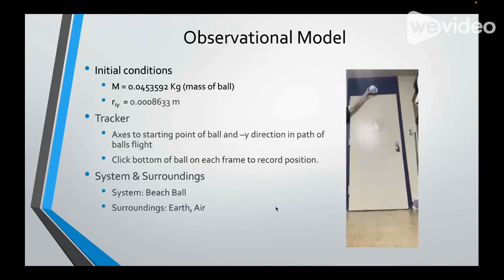Okay, this is the observational model that I did. The initial conditions were the mass of the beach ball and the starting position. I dropped my beach ball from just the top of my door, and then I used Tracker to put the axes in, and then click the bottom of the ball each frame to record the position. In this scenario, the system was the beach ball, and the surroundings was the earth and the air.